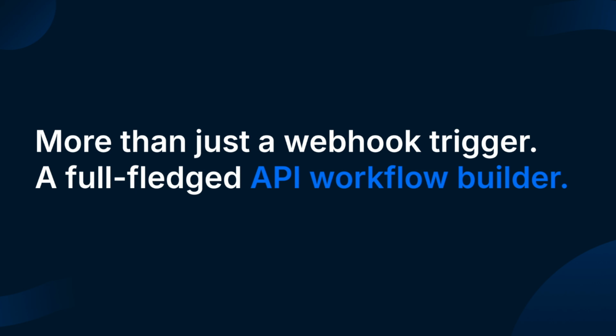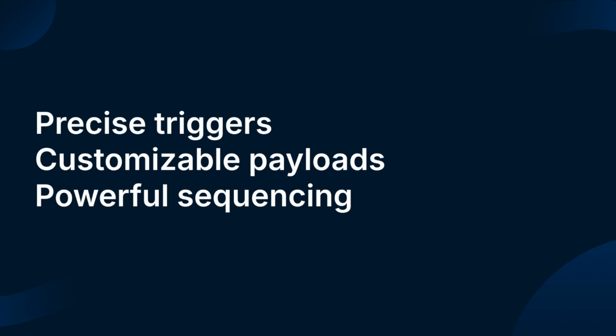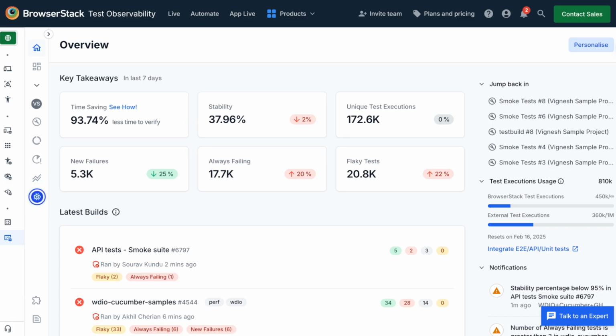Now before we go any further, this isn't just any webhook feature. This is a full-fledged API workflow builder to help even the most advanced teams leverage Test Observability's AI-powered reporting and analytical capabilities in other tools. With precise triggers, customizable payloads, and powerful sequencing capabilities, you can strategically use Test Observability with your automation tests to build powerful workflows. Let's take a look at how it works.